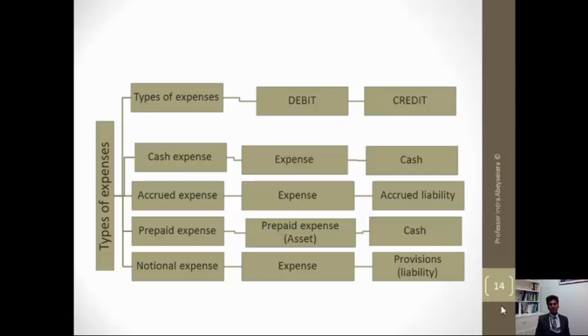The second type of transaction is where the organization receives the product or service that will be consumed or used up within a year. Debit expense. But the cash will be paid in the future. So we credit accrued liability. An example of an accrued liability is accounts payable.